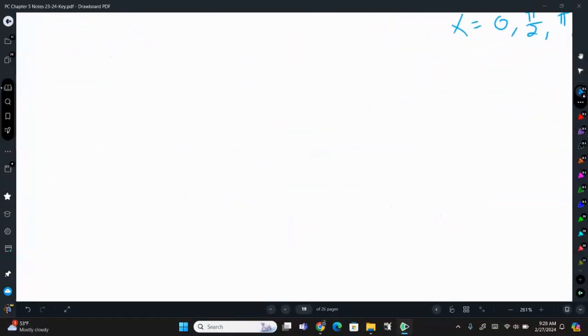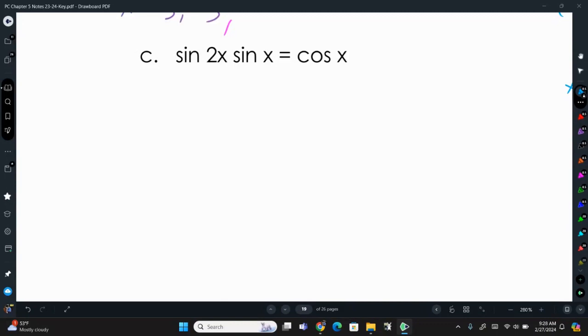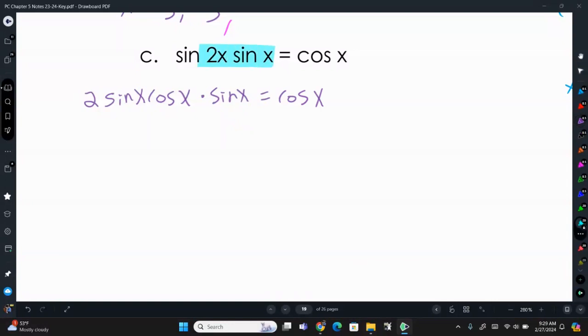And then letter C, okay, we have sine 2x times sine x equals cosine x. Again, we have to have the same angle, so we're going to change this into something using our formula. Formula 31 says sine of 2x equals 2 times sine x times cosine x. Whoops, I forgot the extra sine. Okay. So we have that times sine x equals cosine x. So this is equal to that, and that extra sine was already there.